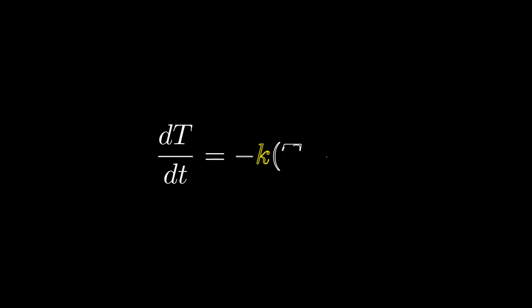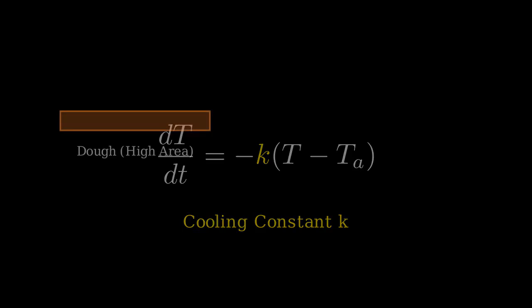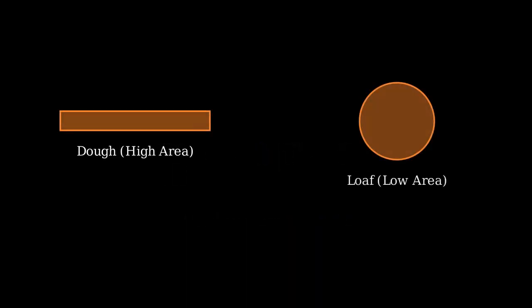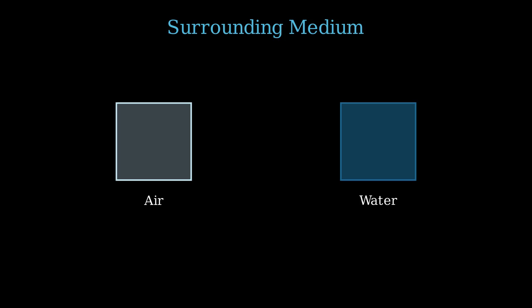While the temperature difference is the primary driver of cooling, several other factors influence the constant K in our equation. The surface area of the object plays a massive role. A flat, spread-out piece of dough will cool much faster than a thick, round loaf because more of its molecules are in direct contact with the air. The nature of the surrounding medium also matters. If you place a hot object in water instead of air, it will cool much faster because water is a better conductor of heat and has a higher heat capacity.